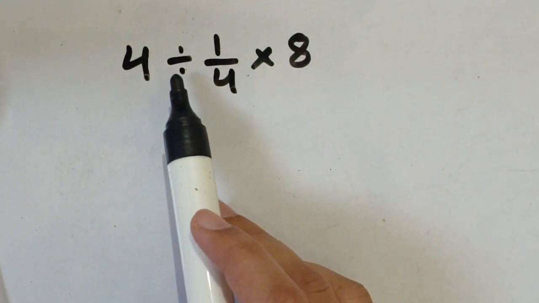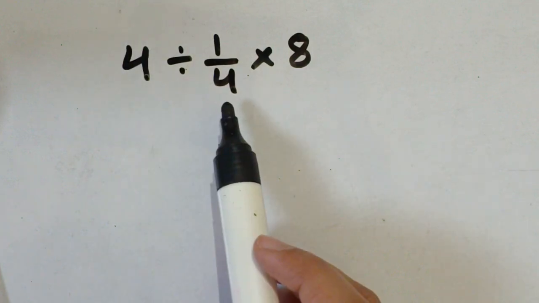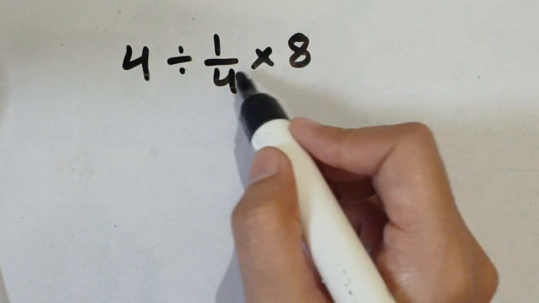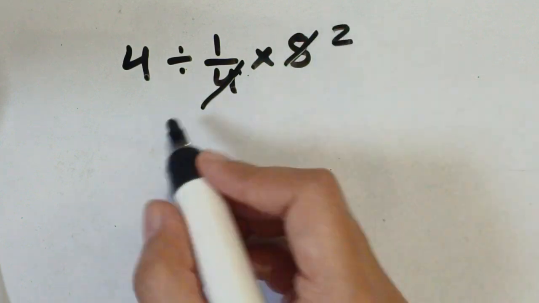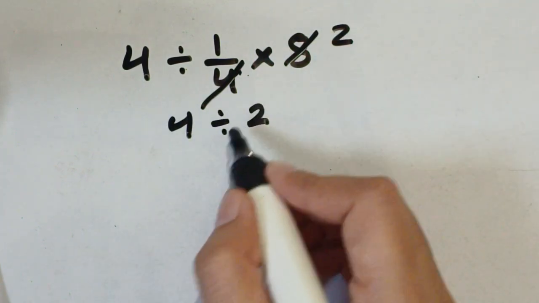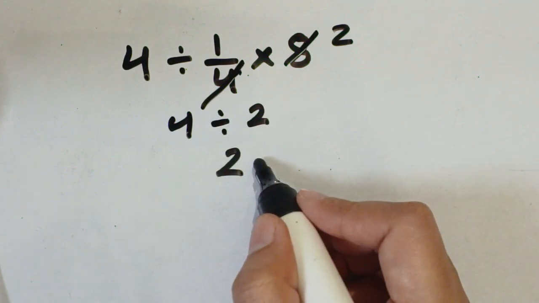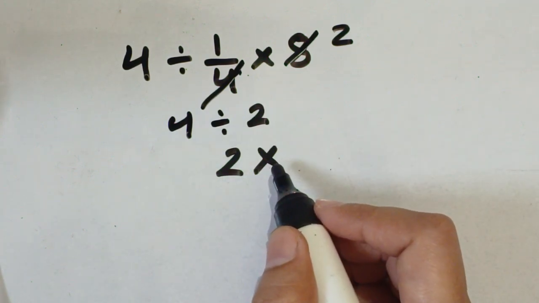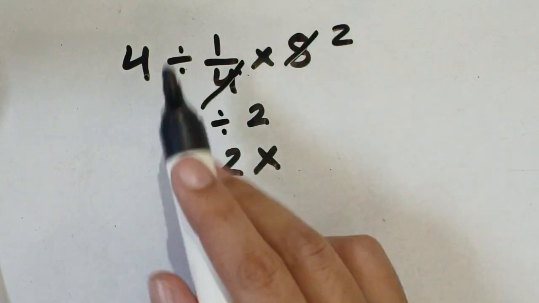So in this video, we have to solve this expression. What is the value for this expression? So let's solve this. So 4 2s are 8. 4 divided by 2, which is 2. But this is the incorrect answer. This is wrong answer. So what is the correct answer for this expression?